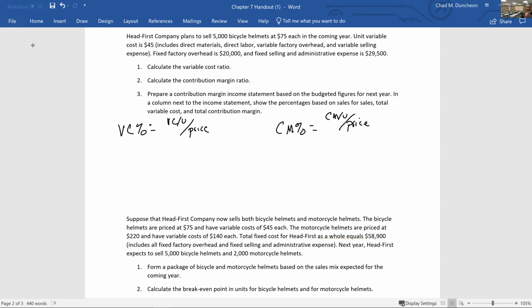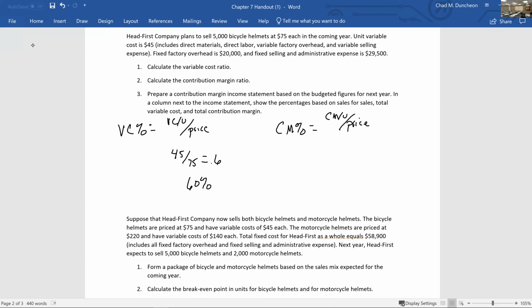You can also do this on a total level by taking total variable cost divided by sales, or total contribution margin divided by sales. Then you get the same number. Well, here, our variable cost per unit was 45 divided by 75 equals 0.6, or 60%. Variable cost is 60%.